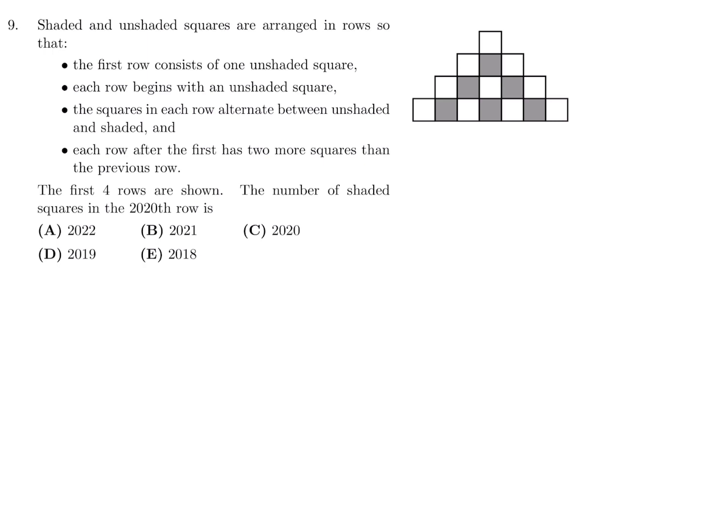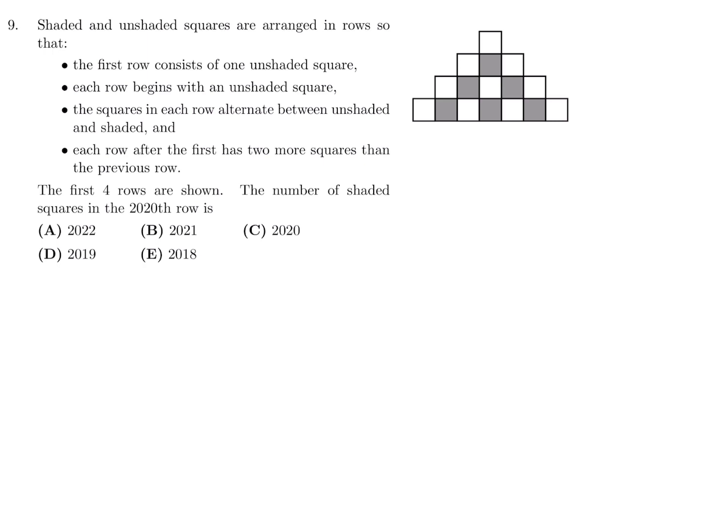Shaded and unshaded squares are arranged in rows so that the first row consists of one unshaded square. Each row begins with an unshaded square. The squares in each row alternate between unshaded and shaded. And each row after the first has 2 more squares than the previous row. The first 4 rows are shown. The number of shaded squares in the 20th row is.